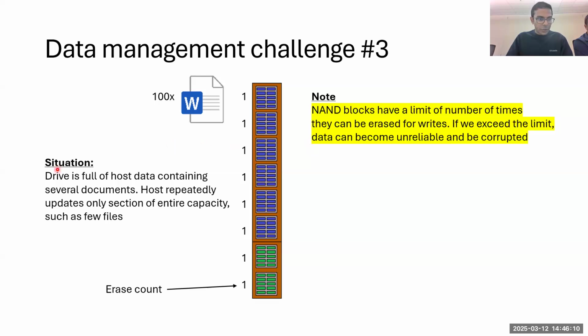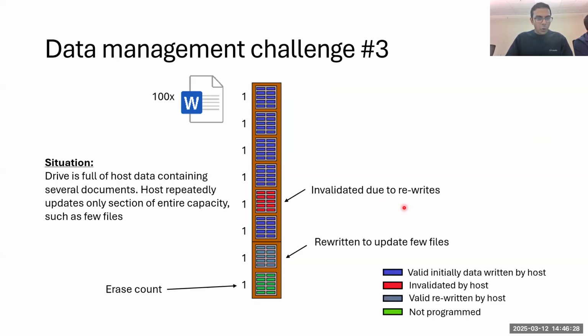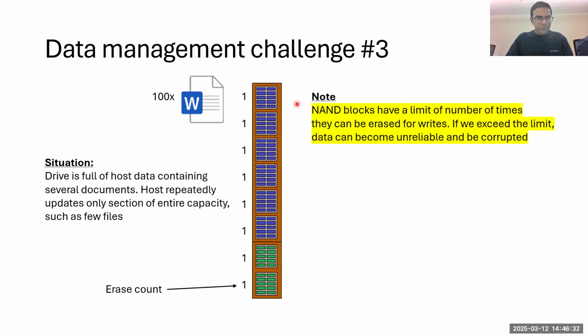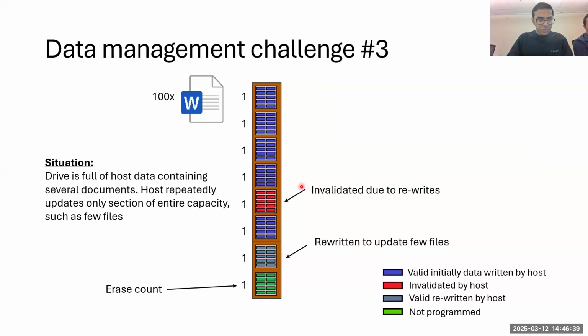So let's take this situation. Let's say the drive is full of host data, just like before, and we have some over-provisioned area. And let's say they're all erased once before being written. So let's keep track of the erase count for every single block right now, which is all one. And let's say now the host PC is only selecting this section. For example, there are a lot of Word documents here and then maybe some video files that are not updated for a long time. And let's say the host just chooses to update this section here several times.